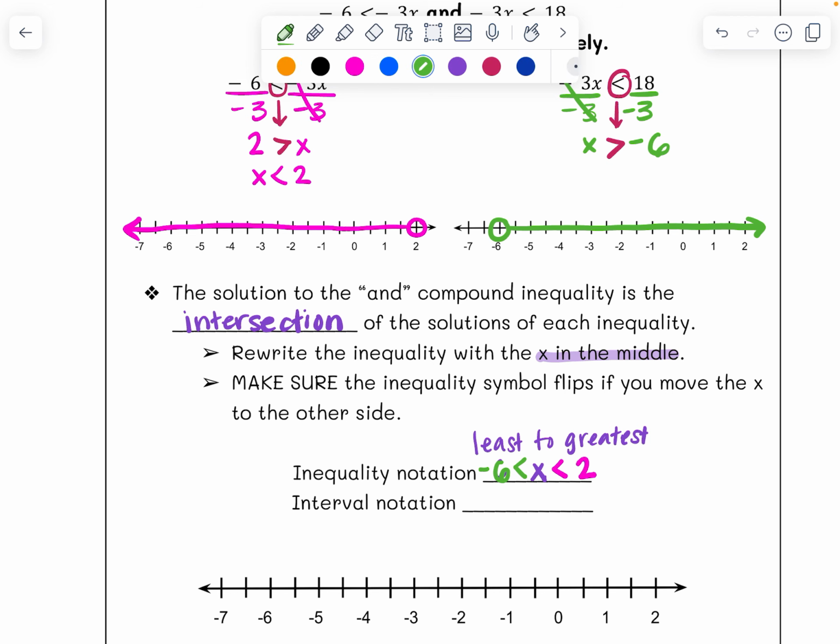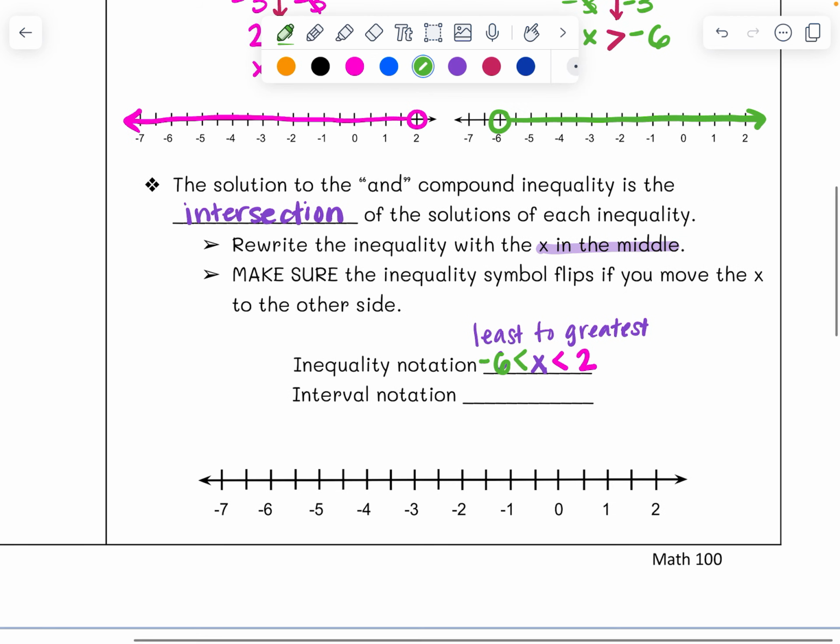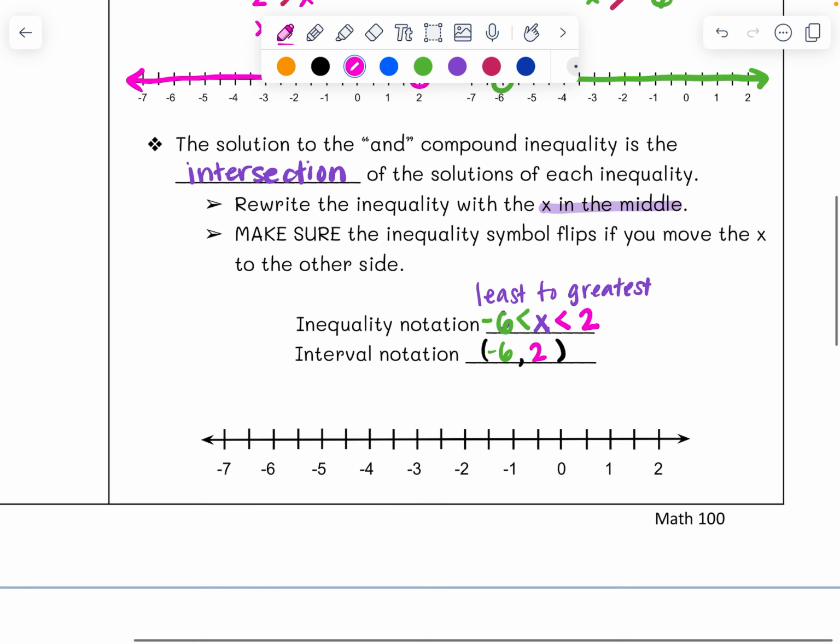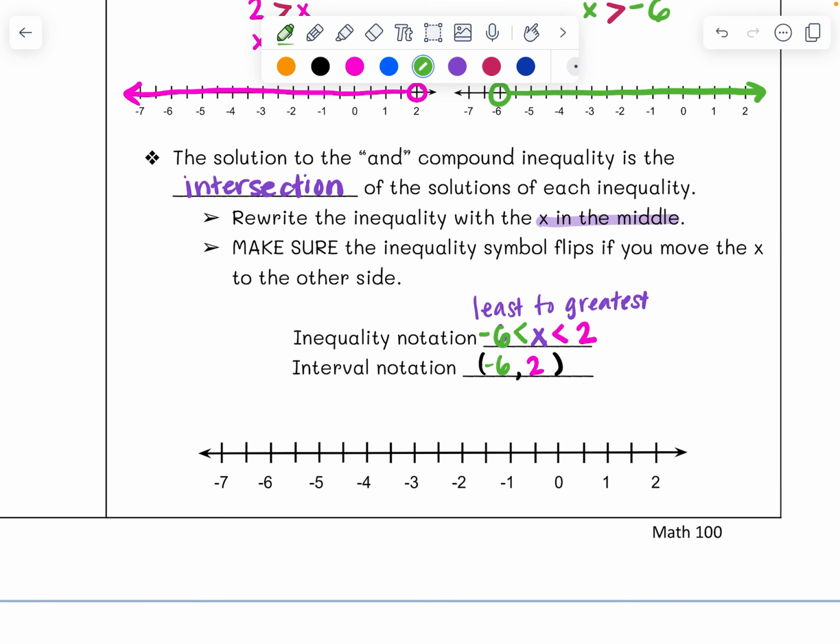And then for interval notation, I have inside parentheses -6 and +2. Now I can graph this on my number line, where I have an open circle at -6 and I have an open circle at +2. And then a line connecting them. So all the numbers between -6 and +2 are the solutions for x.